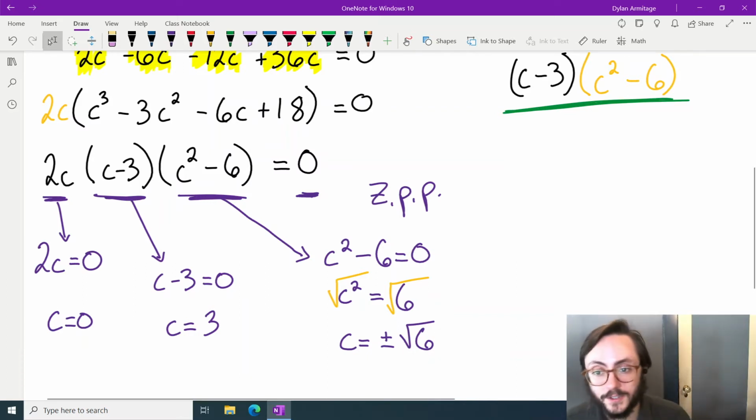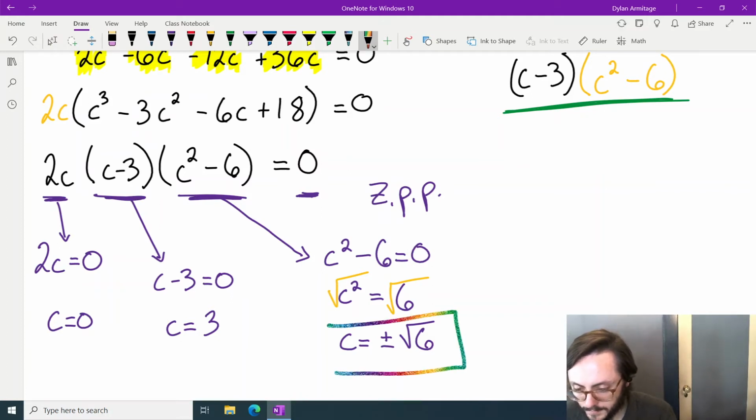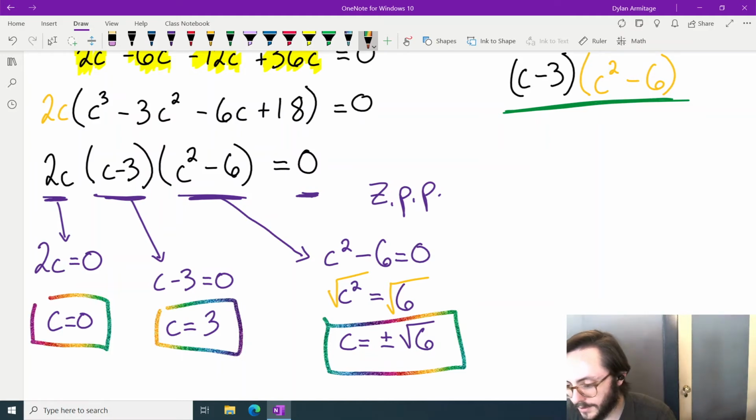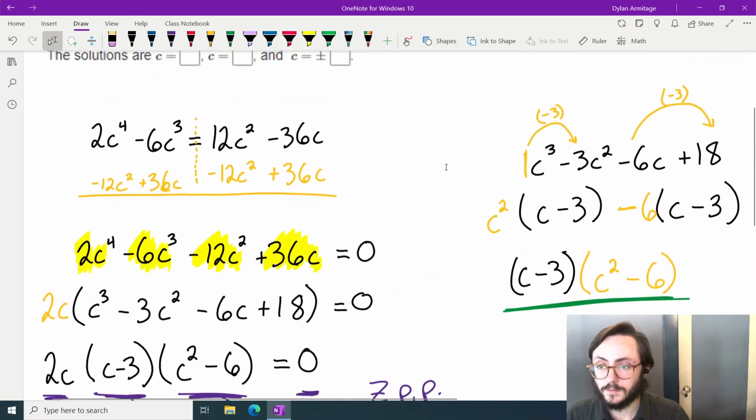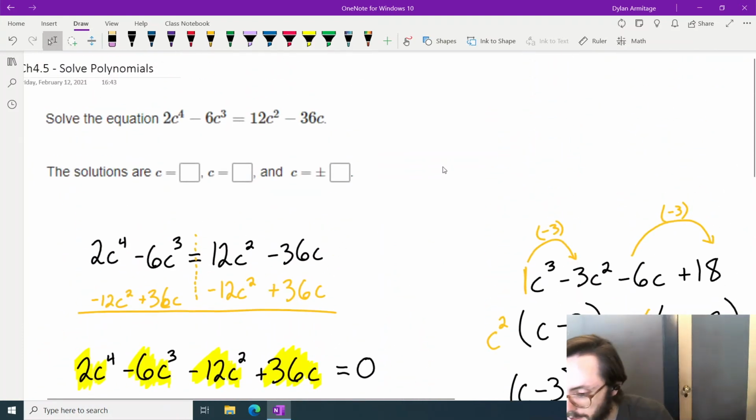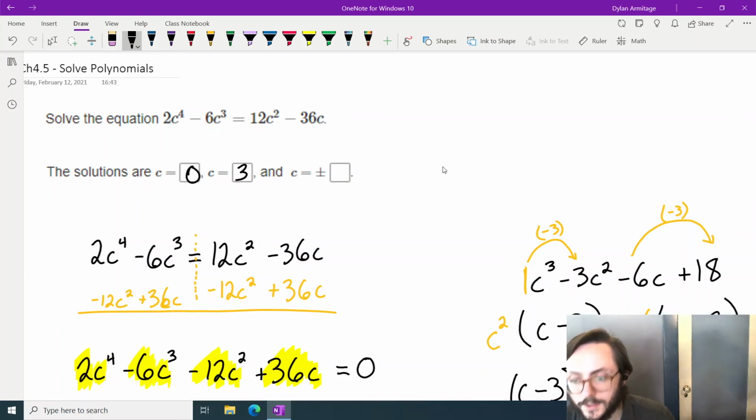Look, we got our answers, what they should look like. So 0, 3, and plus or minus the square root of 6. So we can go put those up here. C equals 0, C equals 3, C equals plus or minus the square root of 6.